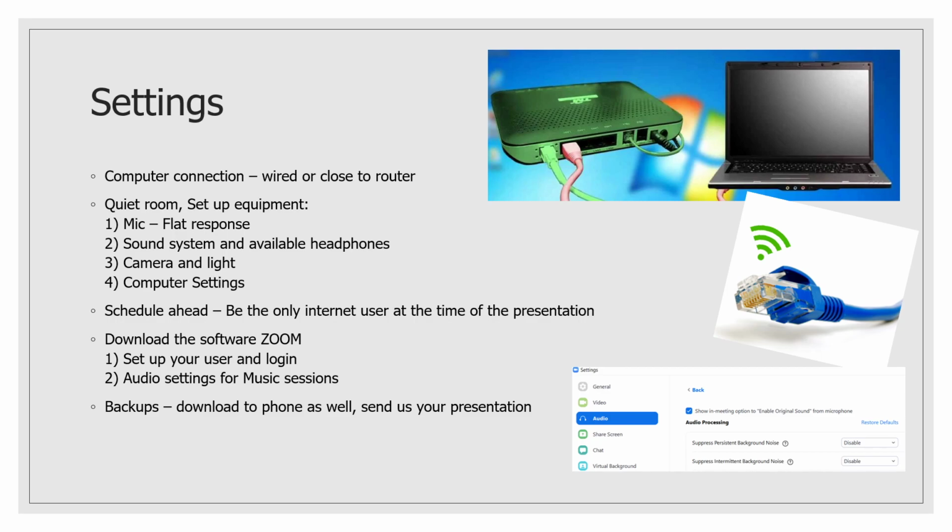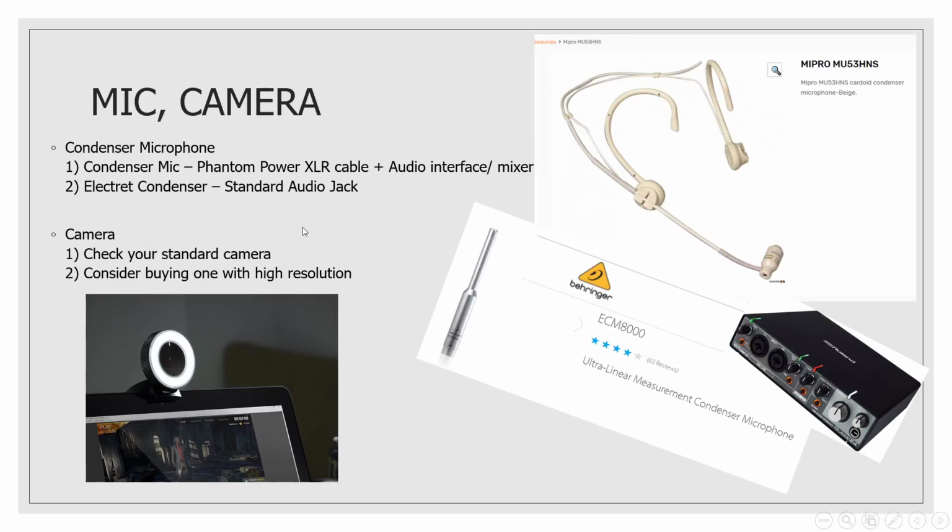First of all, let's go into microphones and stuff like that. I said it's best to have a flat response. Here are two examples. One that I'm using right now is the MiPro MU53HNS. I'm wearing it on my head, and because I can wear it on my head, I can move around and stand up, and the volume doesn't change. It's just around my head. But you can also have this one, the Behringer ECM8000, which should be amazing. I've seen other teachers use it.